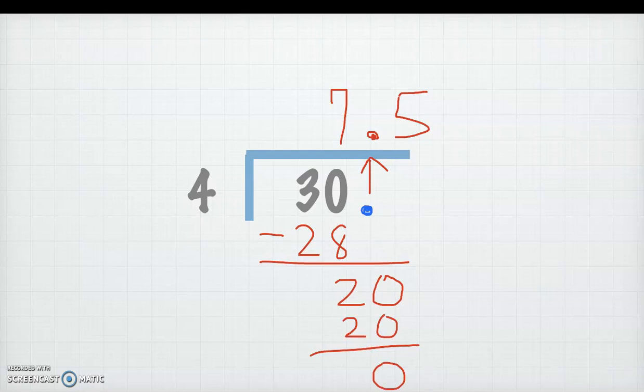As you can see, my first step was what? Add my imaginary decimal point, then place my decimal point directly above for my quotient, and then I'm going to keep dividing. Once I have a remainder, I'm going to annex a 0 to keep dividing. And my final answer is 7.5. Let me go ahead and show you another example.